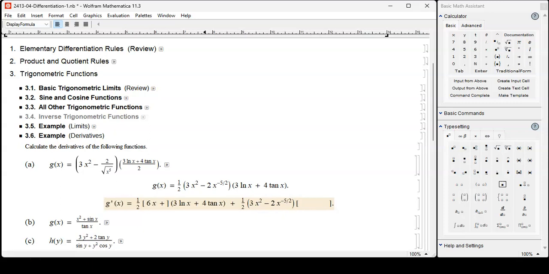6x plus -2 times -5/2, so positive 5 x to the, subtracting 1 from the power, -7/2. That's what I'm getting. And then now the derivative of the second function, what do you have? 3 times the derivative of log function, 1 over x, or x to the negative first power. I prefer to have the x to the negative first power, but if you want 1 over x, that's fine. And the derivative of tangent. Well, that completes the problem.